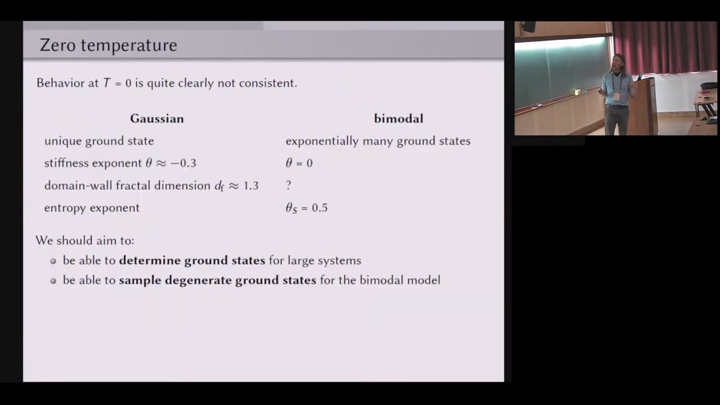And there are clear differences between the 2 coupling distributions at 0 temperature. So there are some of the critical exponents, like the so-called spin stiffness exponent, which I will comment on a little bit later on, which are different. And so what we're trying to do is really to determine ground states for sufficiently large systems, because there are strong finite size corrections in that problem.